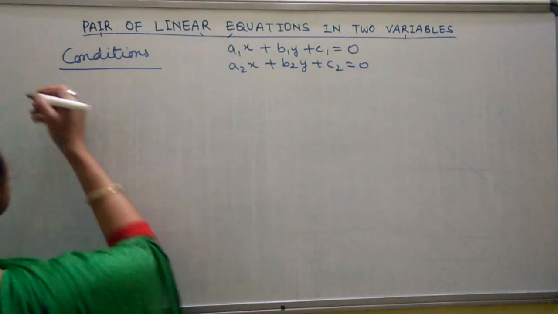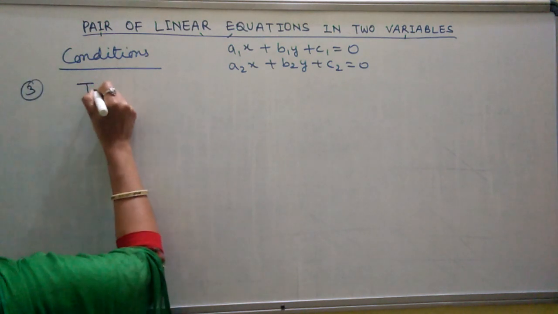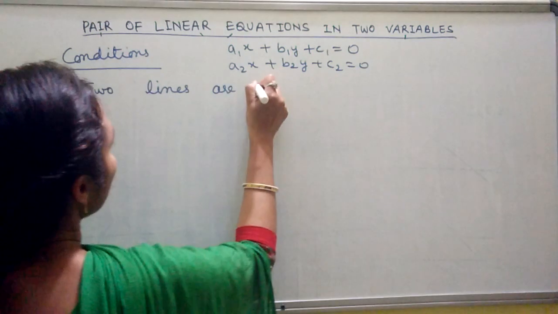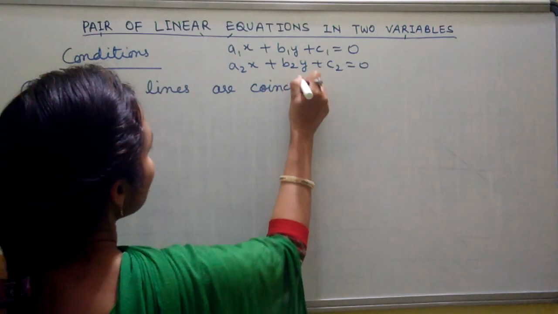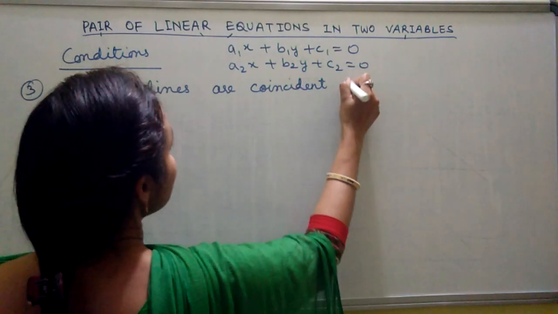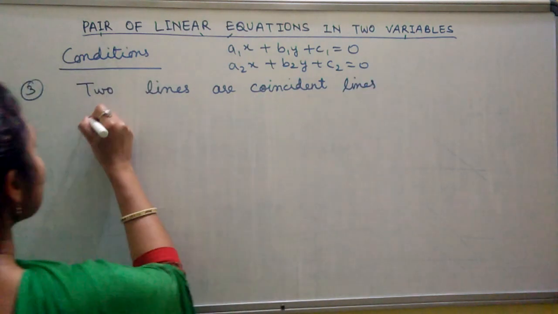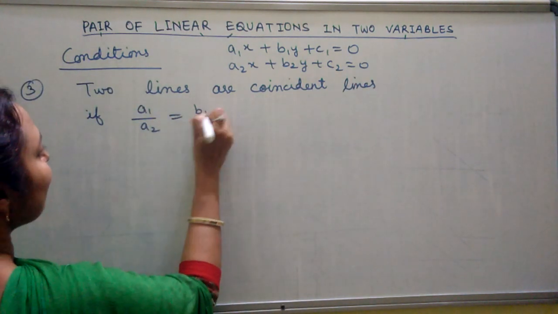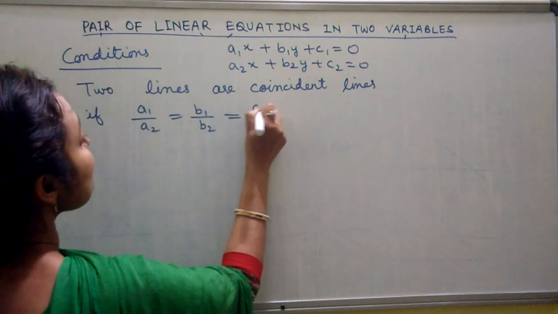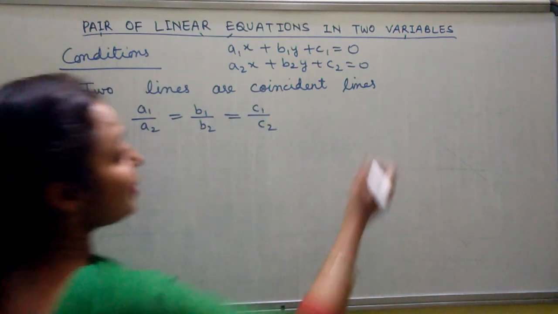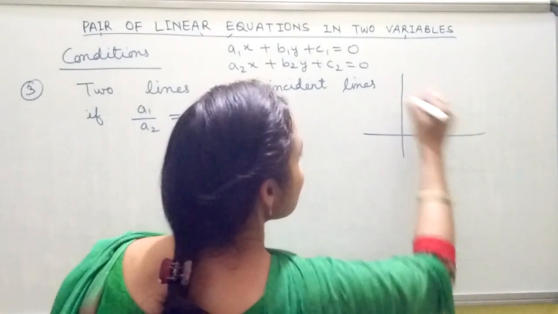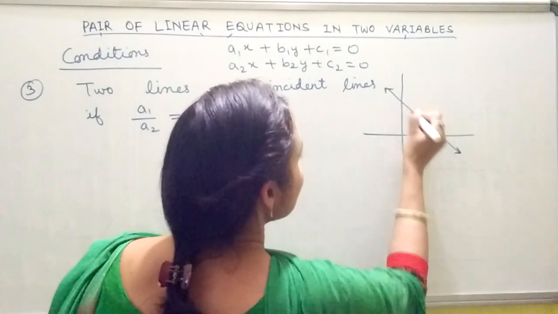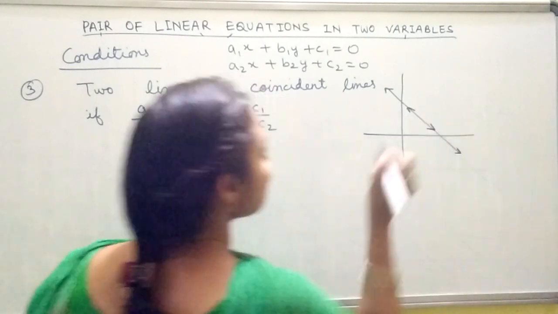Okay, come to the third condition. Third condition, two lines are coincident lines if a1 upon a2 equals b1 upon b2 equals c1 upon c2, meaning they lie on the same line. We have the same line on which both lines lie.